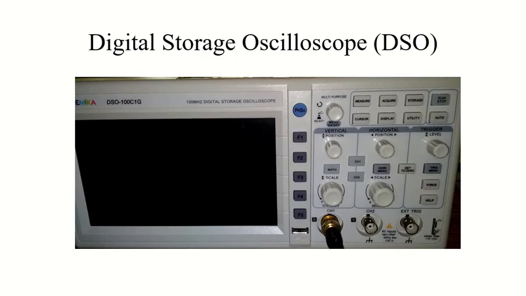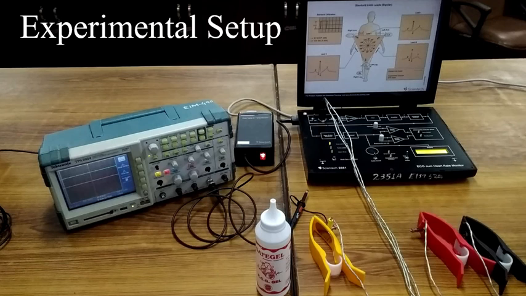So this is the DSO which will be used in this experiment. How it functions was briefly discussed in the previous experiment, so in order to know how this particular DSO works, it is suggested that you go through the video of the previous experiment. This is the experimental setup that was used while the experiments were performed.